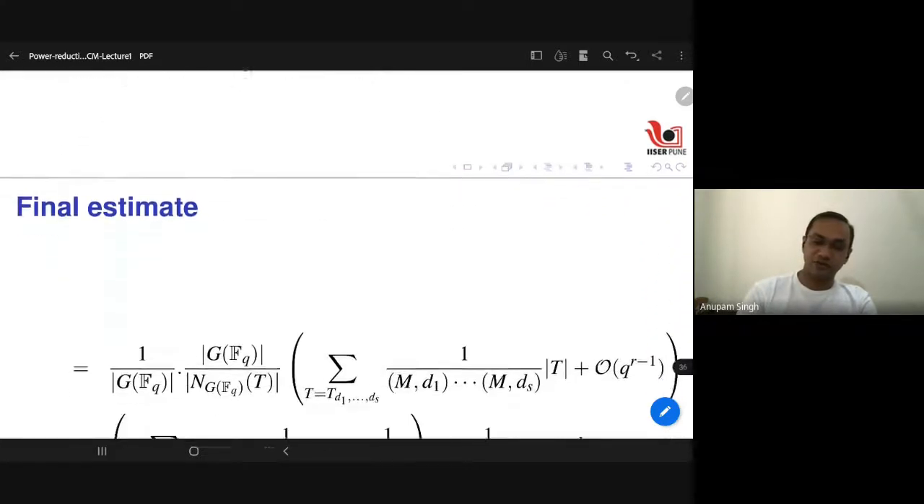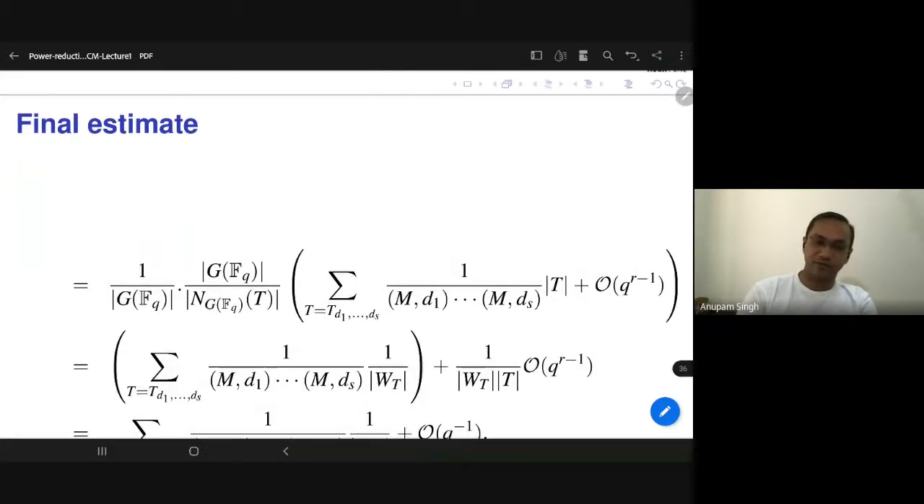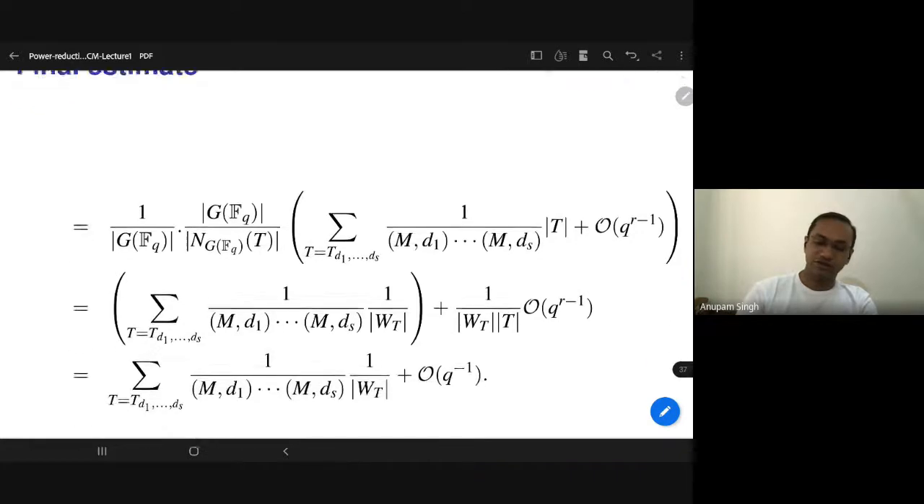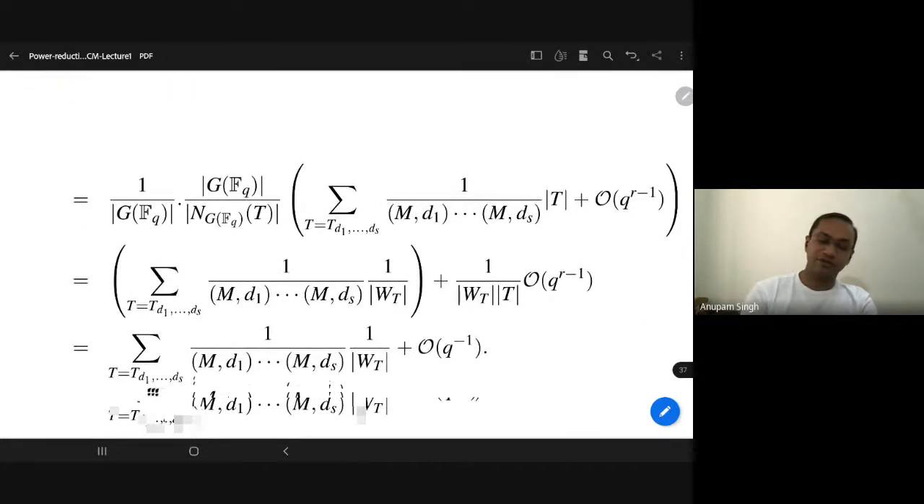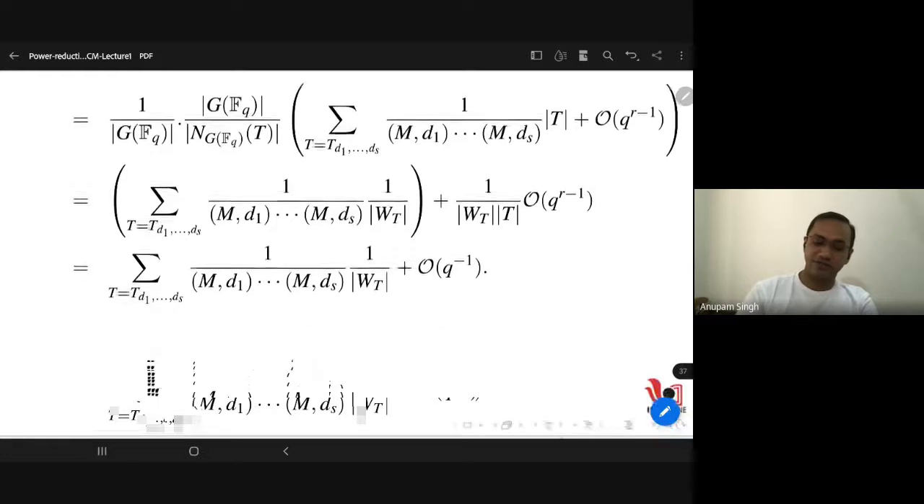If I want to work up to conjugacy, then I have to multiply by the number of conjugates of maximal tori, which is what I have done. Multiply by GFQ by normalizer of T. And now the sum will run only over non-conjugate maximal tori. And a little bit of manipulation will give you the result.